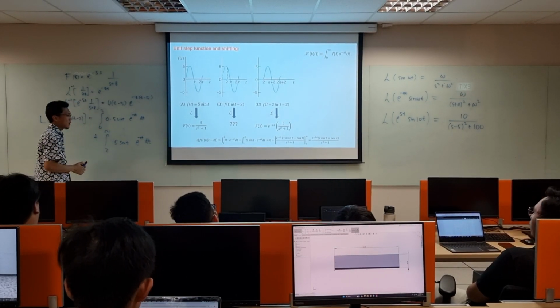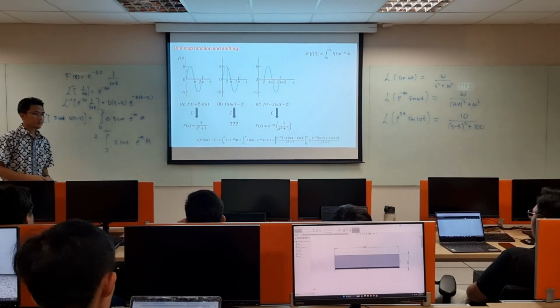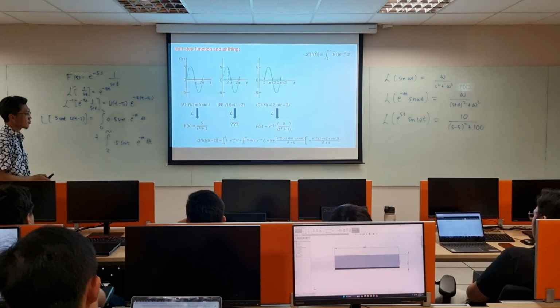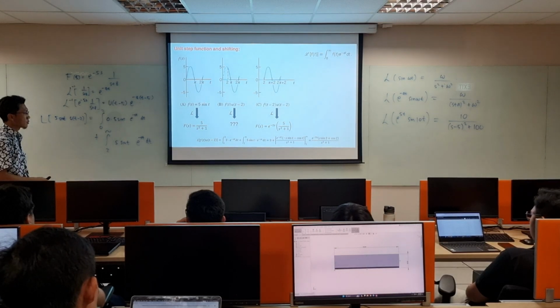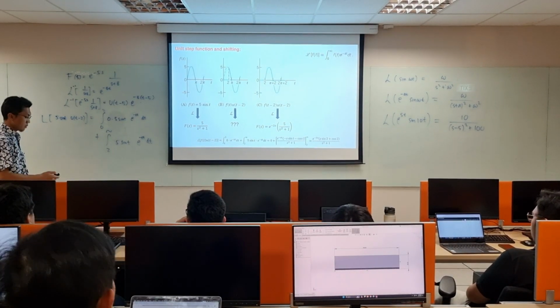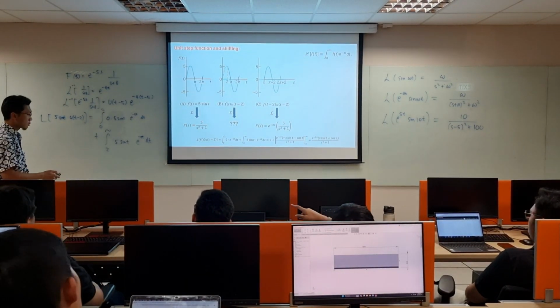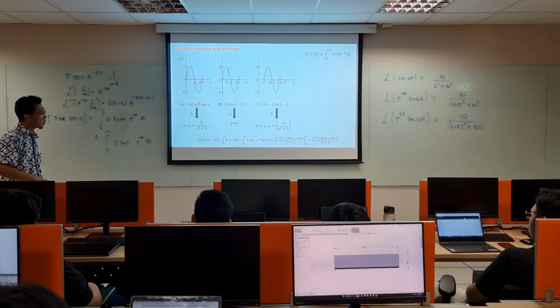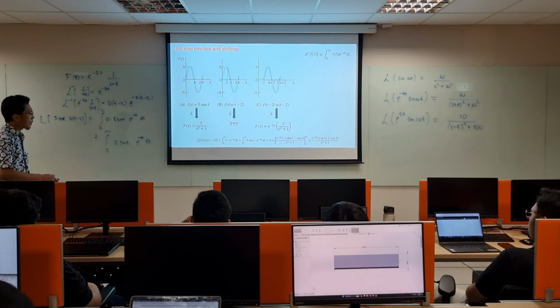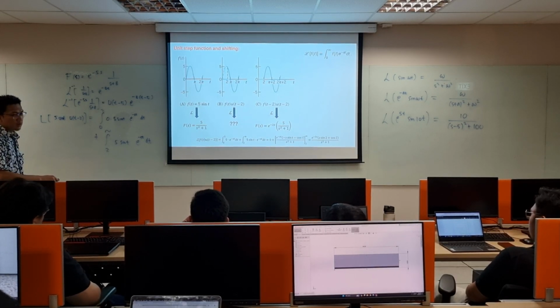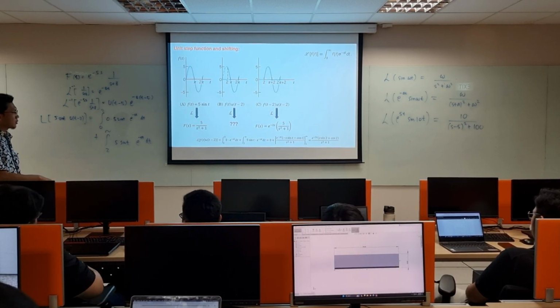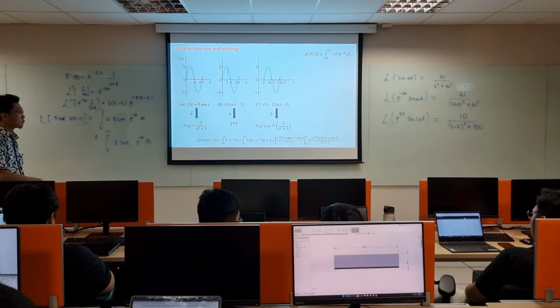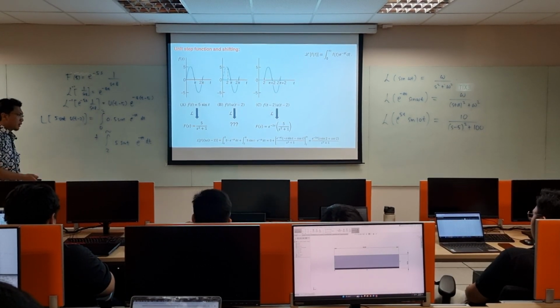Which one? This one? No, it has no sine, because it's 0. 0 multiplied by 5 sine t is 0. All right.